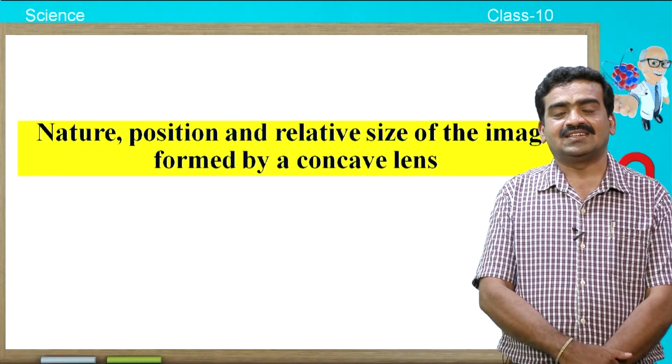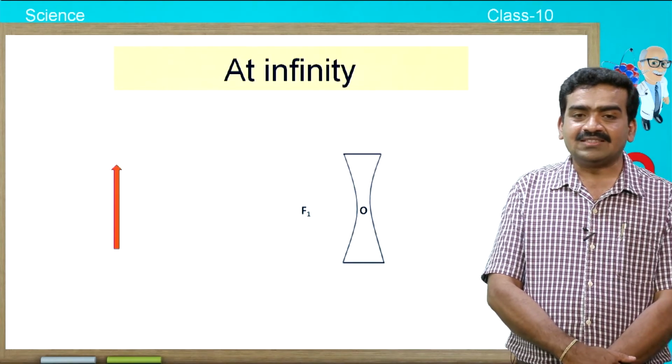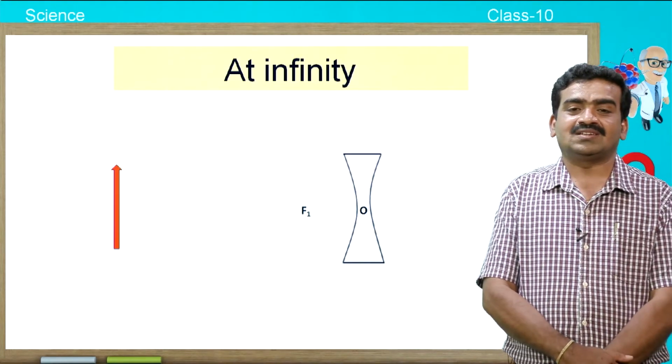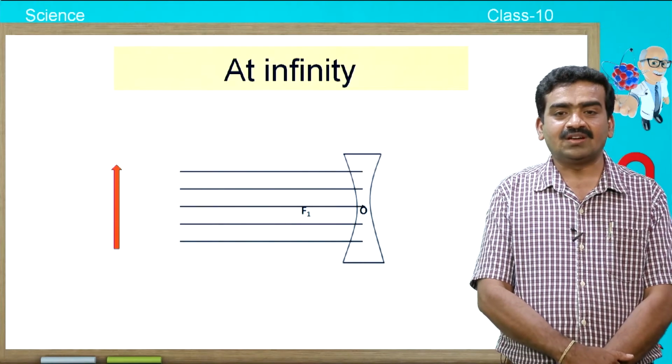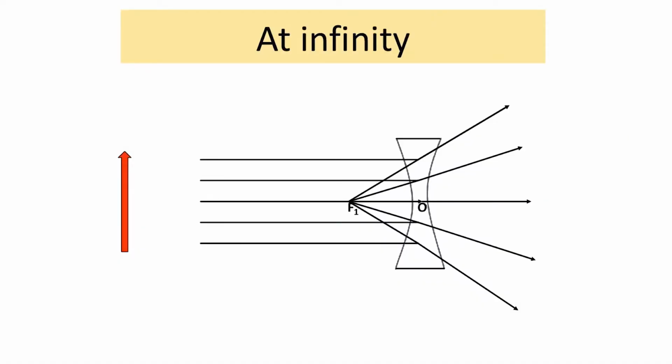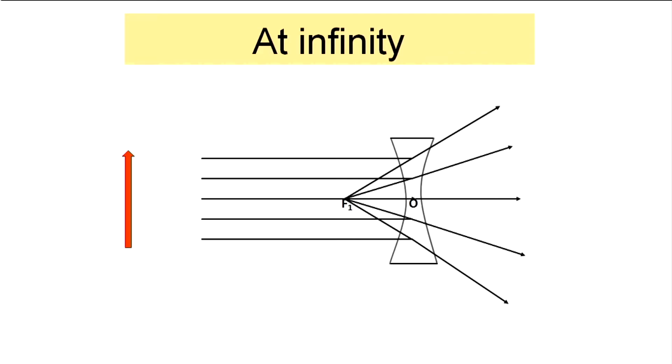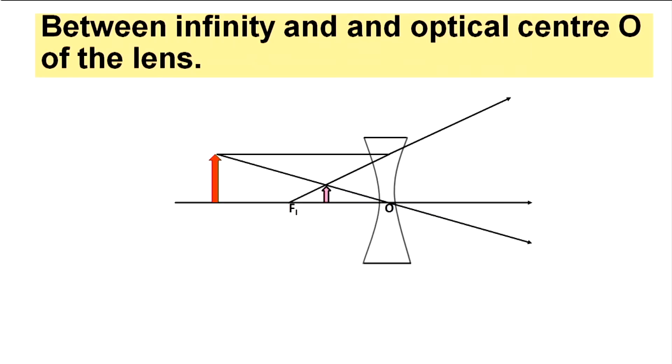concave lens. In case of a concave lens, we are going to place the object at infinity. When the object is placed at infinity, the rays of light after refraction are going to diverge. If you draw the diverged rays back, they meet at the principal focus. So here you are getting a very small image, the image size is very small, and a virtual image is formed.